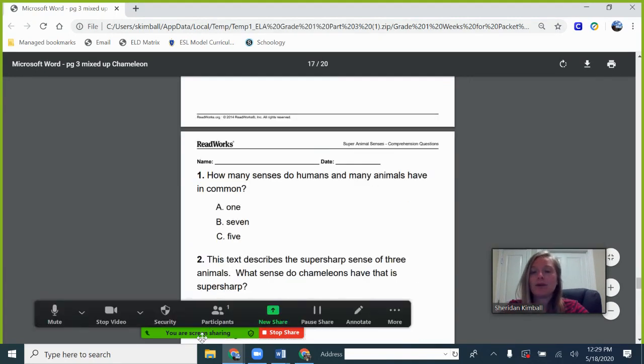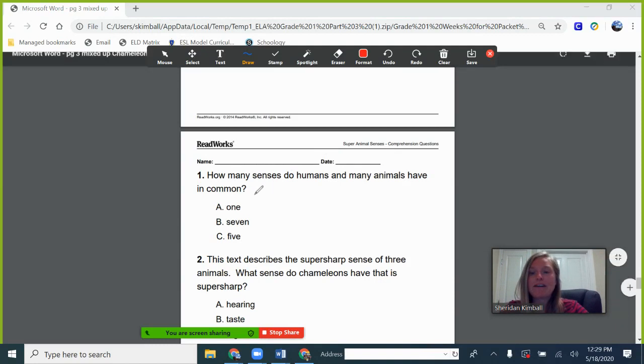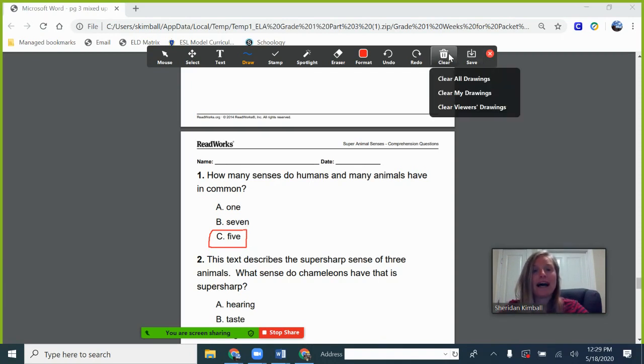Let's find it. All right. That was our very first answer. We can look back into the reading and we know that 5 is the correct answer. C. We share 5 senses. Okay, now Miss Kimball has to delete that drawing, so make sure you put it on your packet. Letter C. Circle letter C.